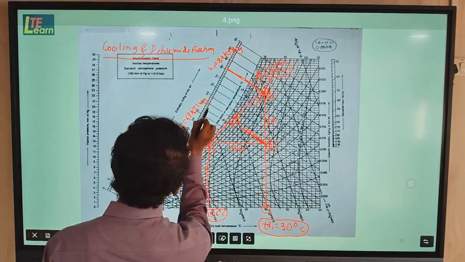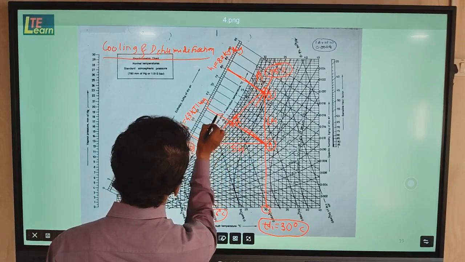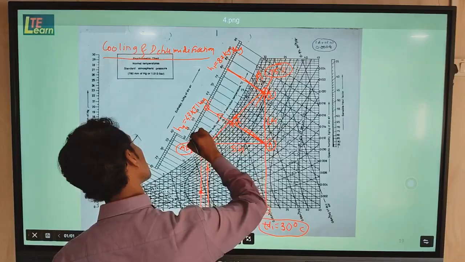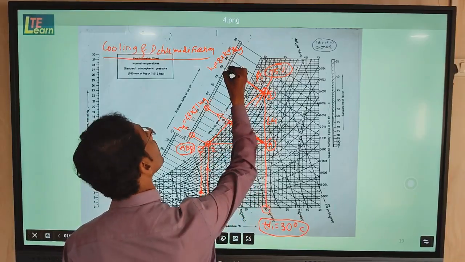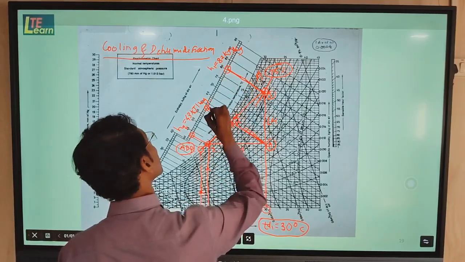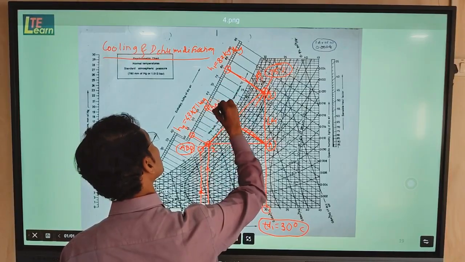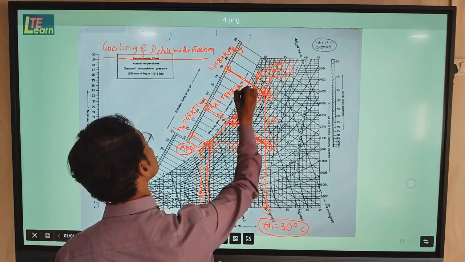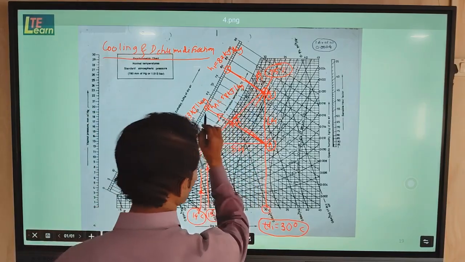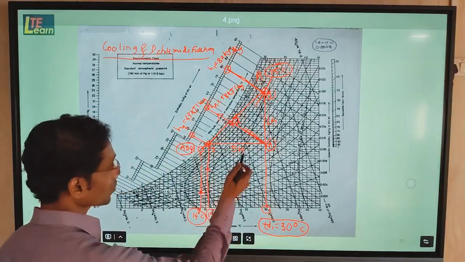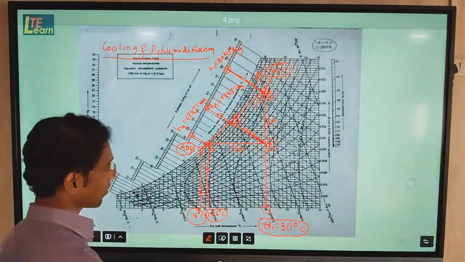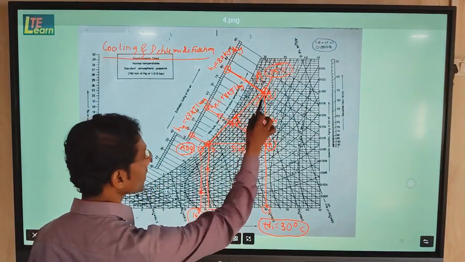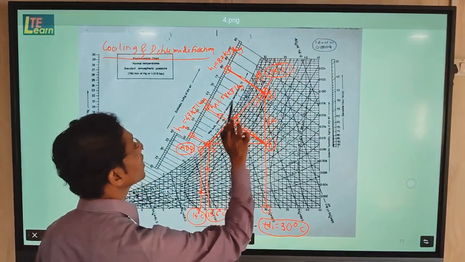Here this point number A, if we project on the enthalpy scale, we find the HA enthalpy, and it comes to 58 kilojoule per kg. Now this enthalpy we will use when the calculation of sensible heat factor comes. But for now we have obtained all the enthalpies regarding the cooling coil process.